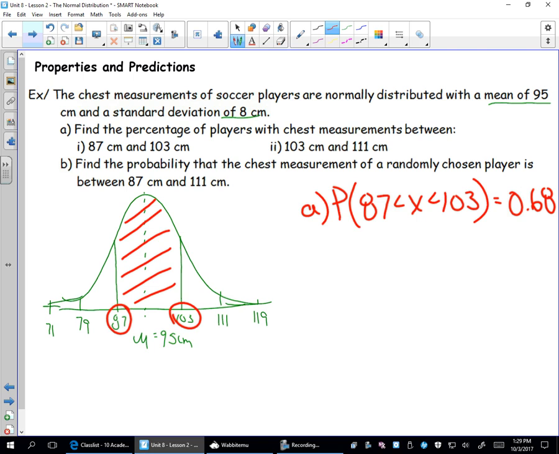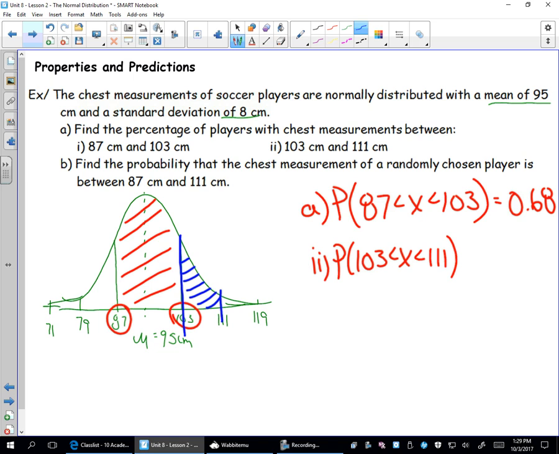And if we try part 2 of that question, between 103 and 111. Again, if I go back to my diagram, 103 to 111 is something I can find. 103 is right here. 111 is right here. It's this bit. Now, how can I calculate how much data is there between 103 and 111? So there's a couple things we can do with this.